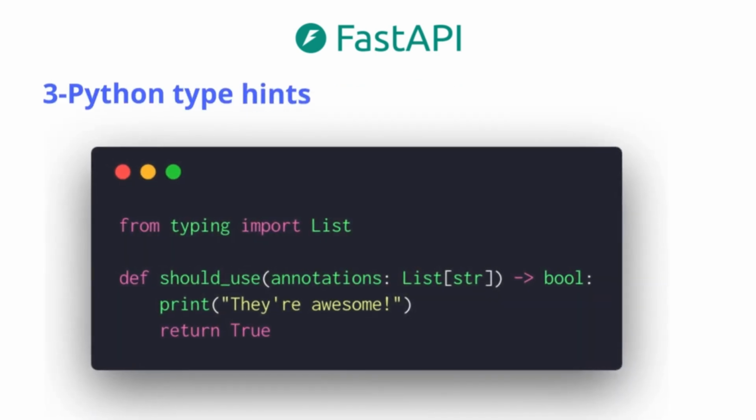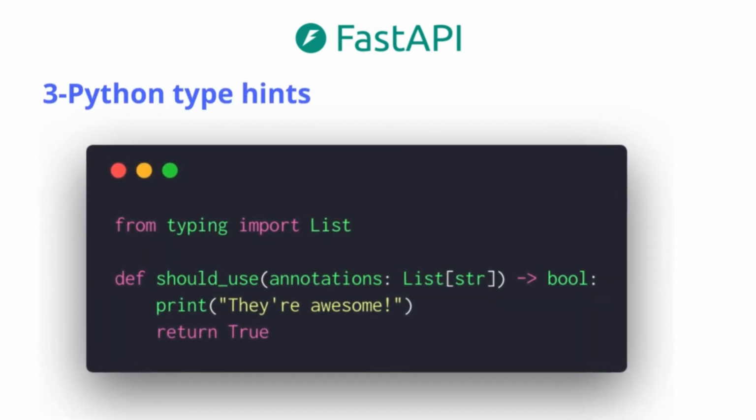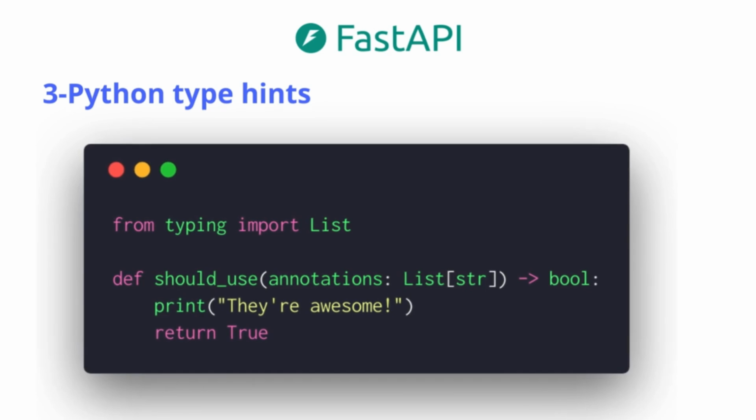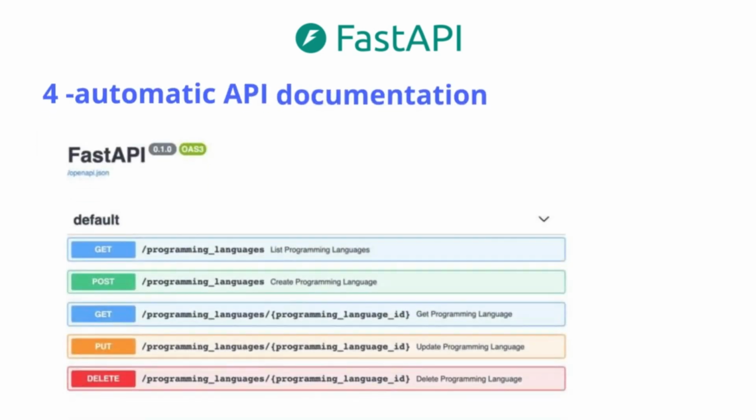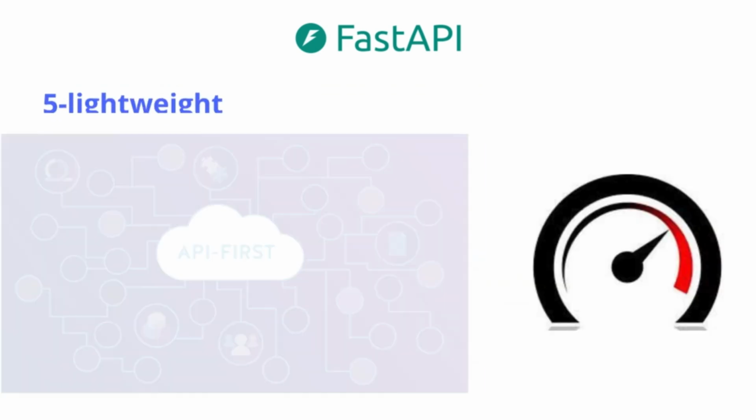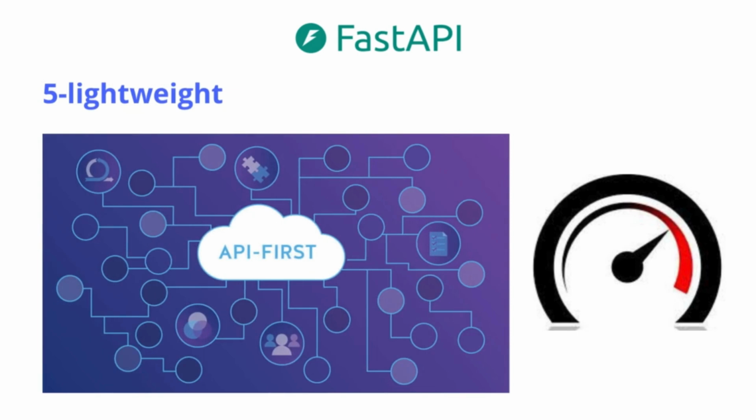3. FastAPI utilizes Python-type hints to provide better code clarity and automatic data validation. 4. One standout feature is the automatic API documentation, which generates interactive docs like Swagger UI for easier testing and integration. 5. It's lightweight, focusing on API-first development with minimal overhead.